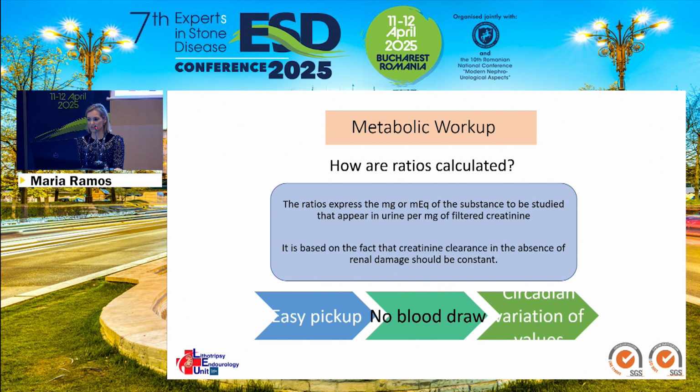And how are ratios calculated? Because these ratios express the milligrams or milliequivalents of the substance to be studied that appear in urine per milligram of filtered creatinine. But it is based on the fact that creatinine clearance, in the absence of renal damage, should be constant.